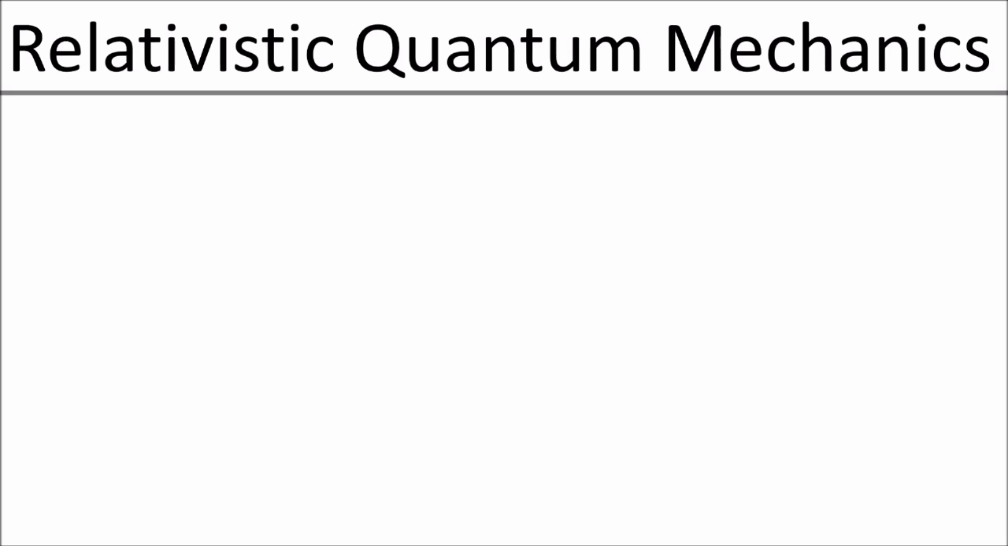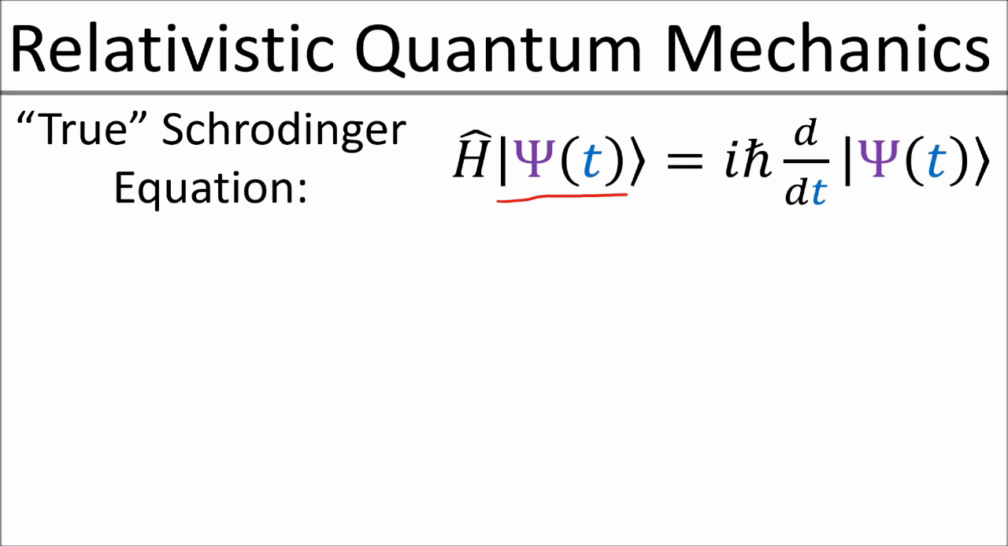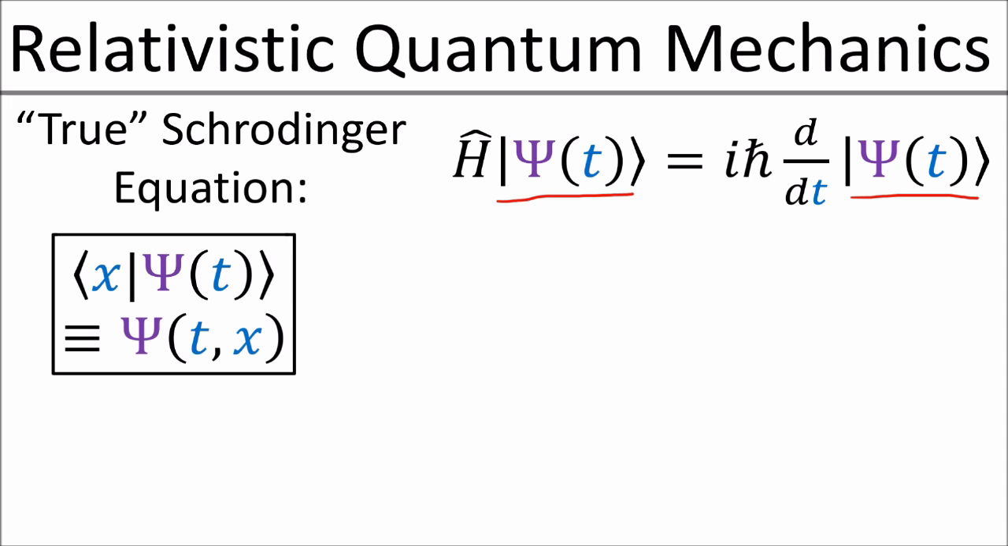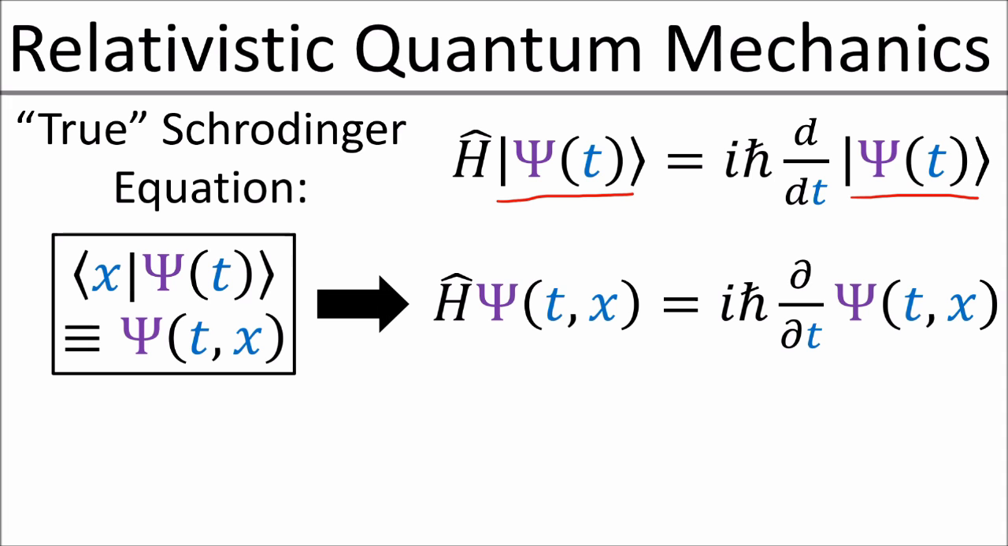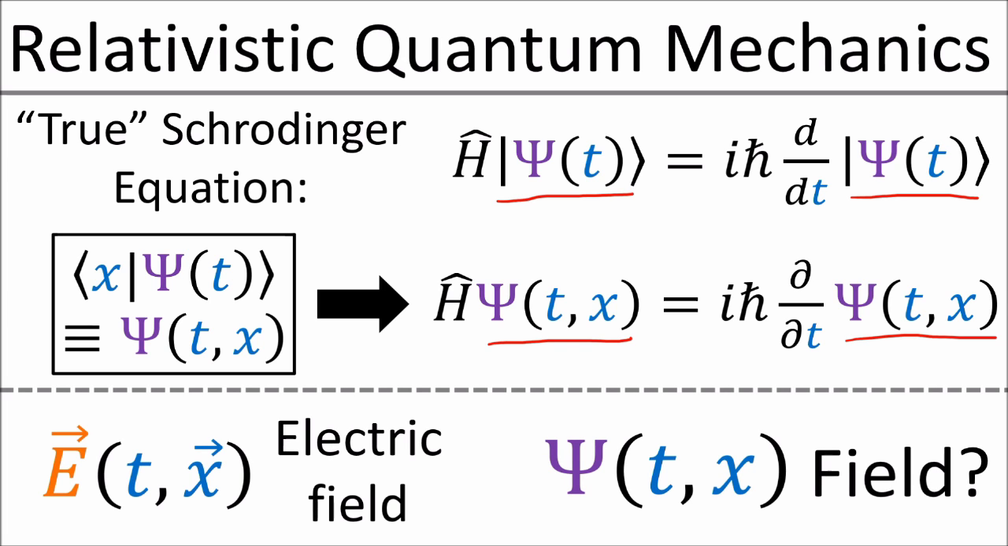Now, I mentioned before that the true Schrödinger equation gives the time evolution of an abstract state vector. However, if we apply a position bra vector, we get the position wave function version of the Schrödinger equation for a single particle. This might trick you into thinking that the position wave function is a space-time field, similar to the electric field, because it depends on time and space. But this is not true.